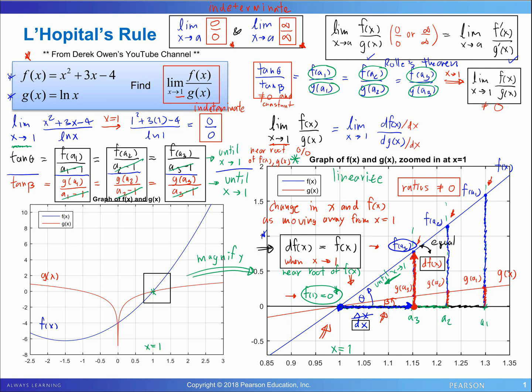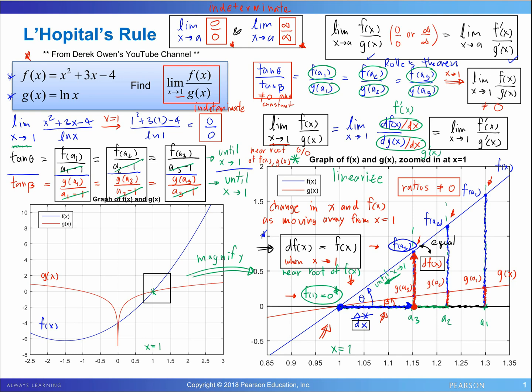And this term right here, df by dx, is equal to f prime of x. And this one down here, dg of x divided by dx, is g prime of x. Which means that over here we have the limit when x approaches 1 of f prime of x divided by g prime of x. And that's why these two limits, this one and this one, are equal in this situation. And that is the main idea behind L'Hopital's rule. So let's use it right away.